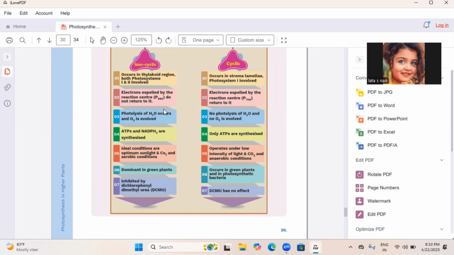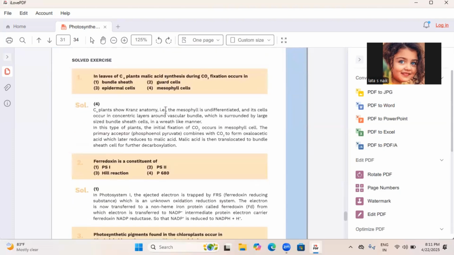The ideal conditions for non-cyclic are optimum sunlight, carbon dioxide, and aerobic conditions, whereas cyclic operates under low intensity of light, low carbon dioxide, and anaerobic conditions. Non-cyclic is dominant in green plants, whereas cyclic occurs in green plants and photosynthetic bacteria. Non-cyclic is inhibited by dichlorophenyl dimethylurea, that is DCMU, whereas DCMU has no effect on cyclic photophosphorylation.